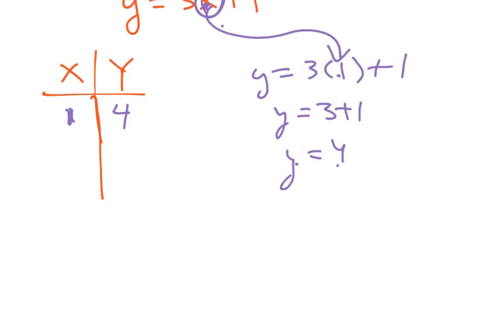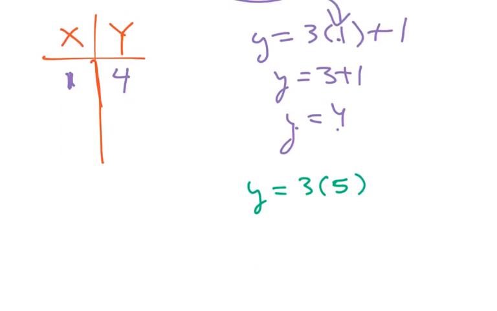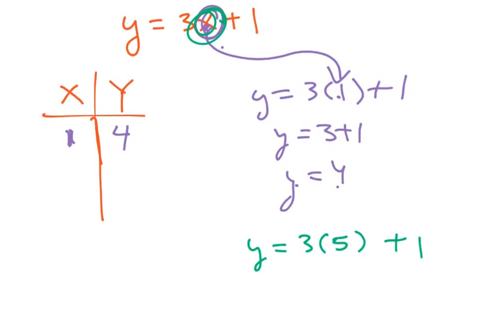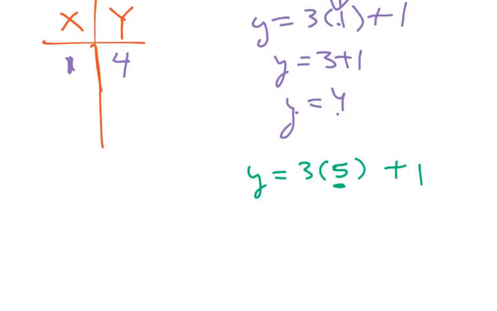5. So now x is 5. So this value here now is 5. So I just replace x with 5. Everything else is the same, right? 3x plus 1. The only thing I changed is x. So where would 5 go? Would it go there? Yes. And so I just solved this. So 3 times 5 is 15, plus 1 is 16. So (5, 16) is another point.